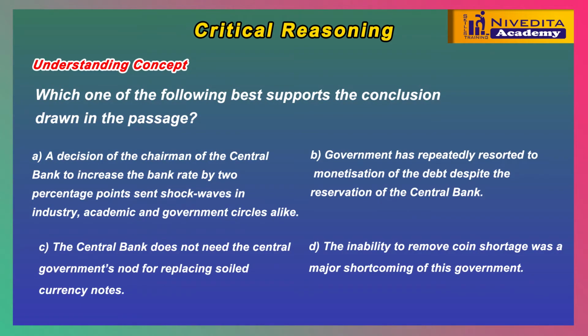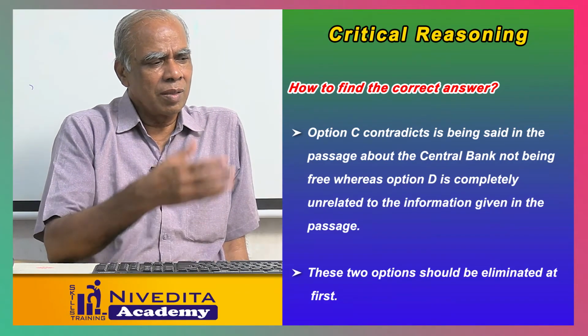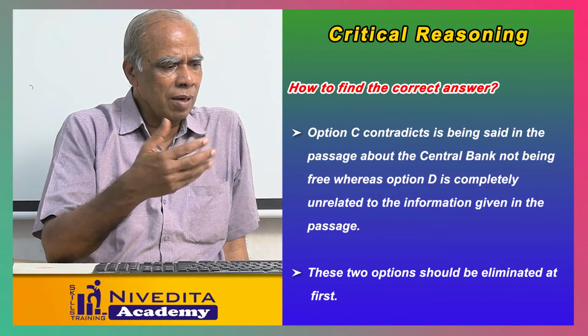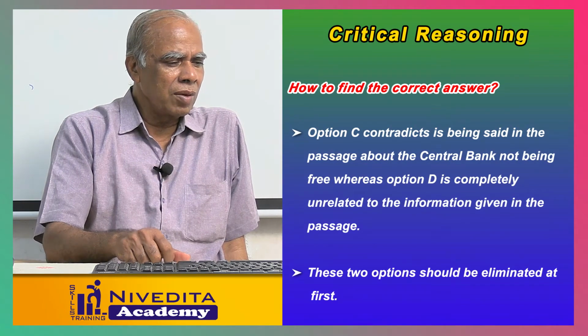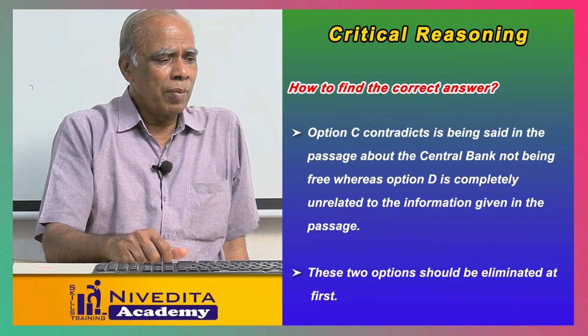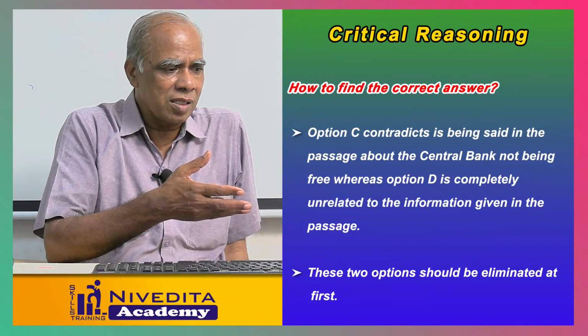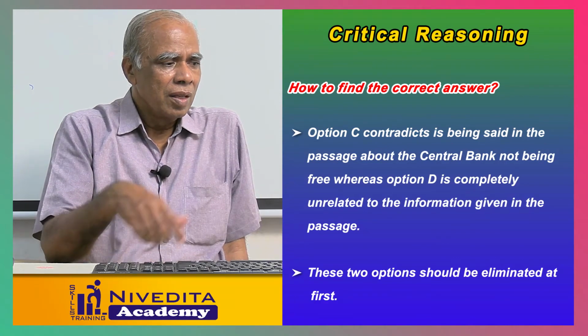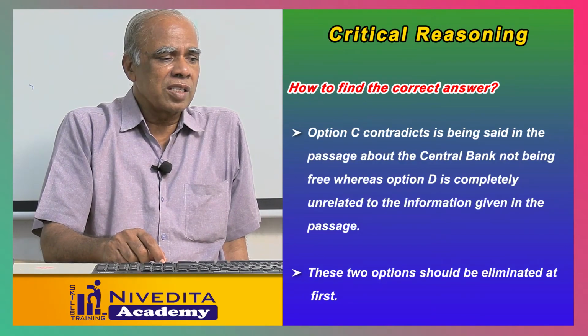Now these 4 options, it is a very, very easy question. There is nothing said about the chairman of the central bank in the paragraph. Then, the central bank does not need the central government's nod, it is somewhat related. The inability to remove the coin shortage, nothing is said about the coin shortage in the banking system. B is: the government has repeatedly resorted to monetization of the debt despite the reservation of the central bank.